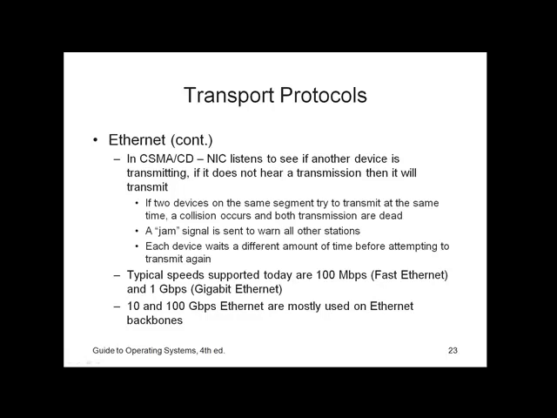Now, the typical speeds that are supported today are 100 megabits per second, we refer to that as fast Ethernet, and 1 gigabit per second, or gigabit Ethernet. Now, 10 and 100 gigabit per second Ethernet are generally used on Ethernet backbones. Ethernet is probably the most commonly used transmission protocol that we use today in our networks.